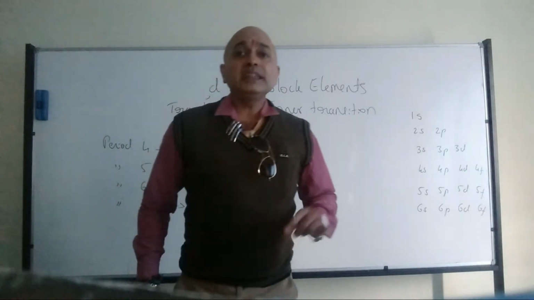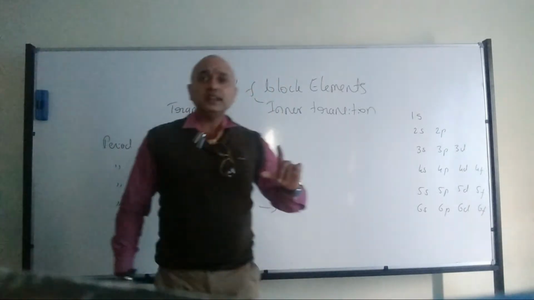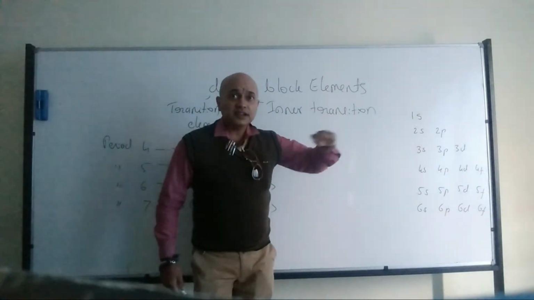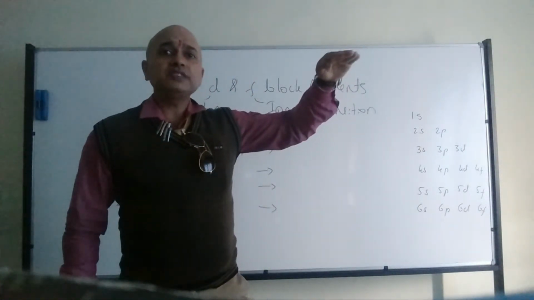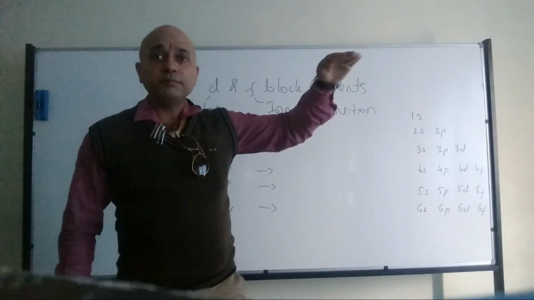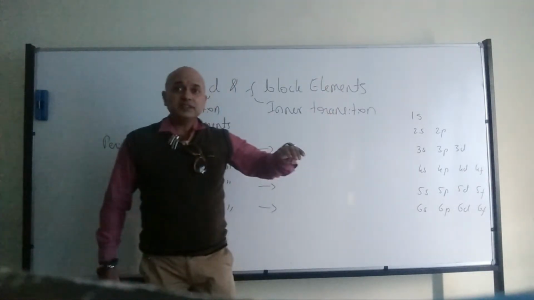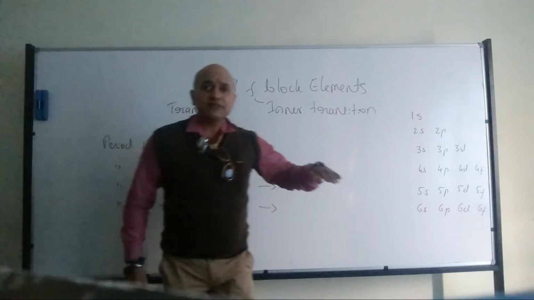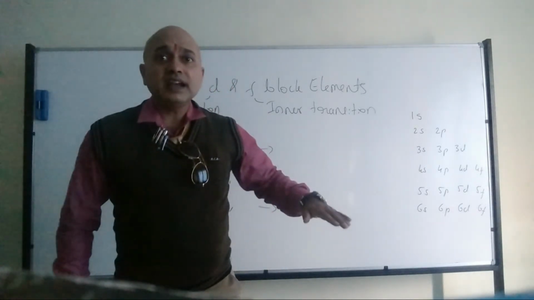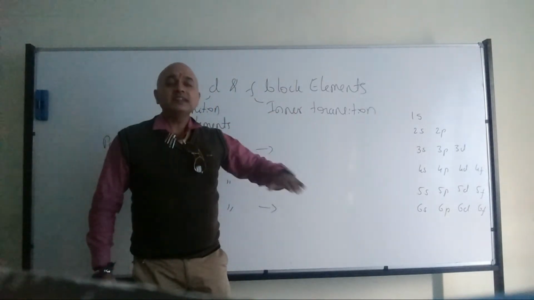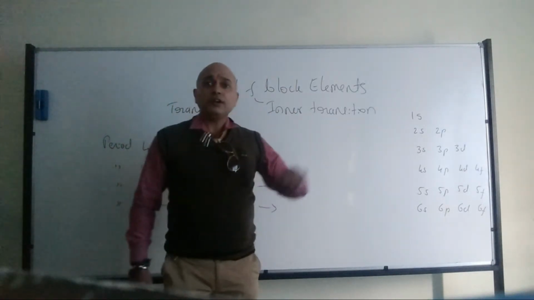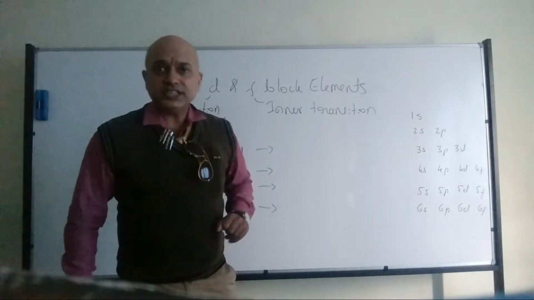That means period number 3, because in the periodic table, each period talks about energy level, right? So period number 1, that means we are talking about energy level 1. Period number 2, that means we are dealing with energy level 2. Period number 3, we are dealing with energy level 3. Like that, we have different energy levels. I am talking about the outermost energy level.